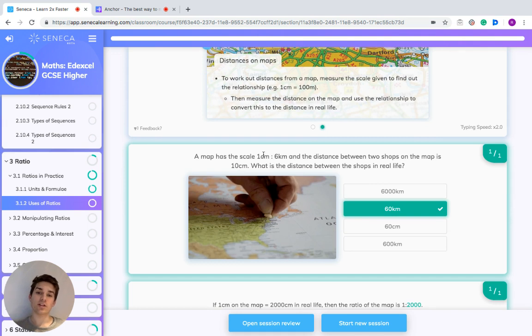So let's have a little question for you to think about. A map has a scale of 1 centimeter to 6 kilometers, and the distance between two shops on a map is 10 centimeters. What's the distance between the shops in real life? So 1 centimeter to 6 kilometers is the scale of the map, and it's 10 centimeters on the map. Well, if 1 centimeter is 6 kilometers, 10 centimeters will be 60 kilometers.